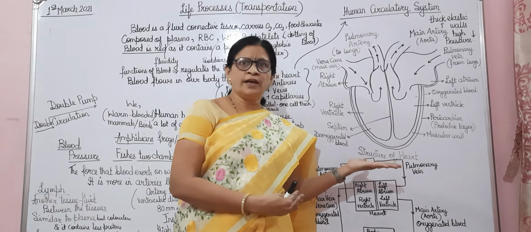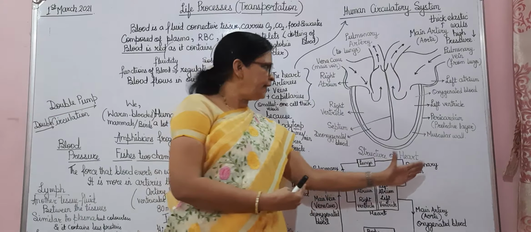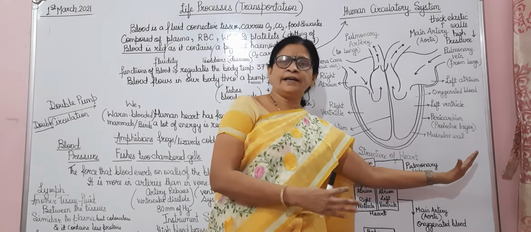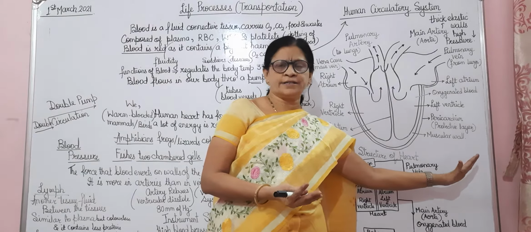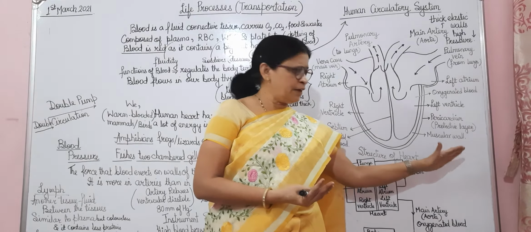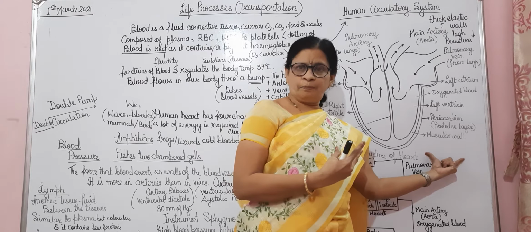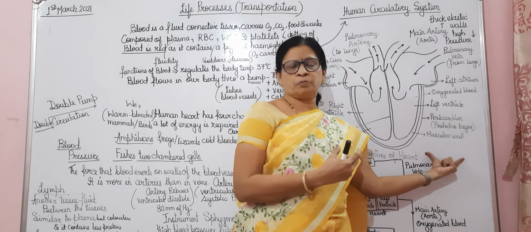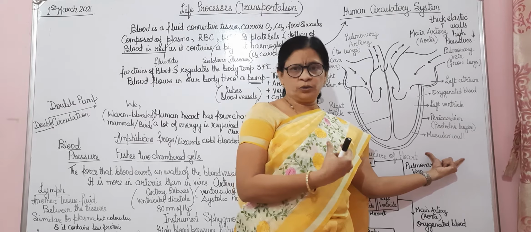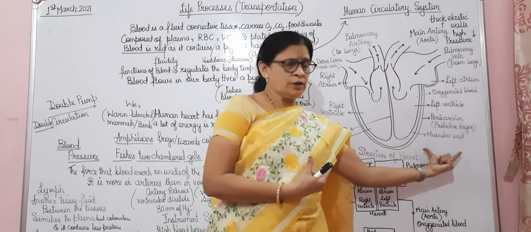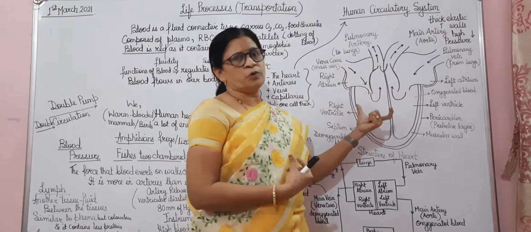So in this way, the left side of the heart contains oxygenated blood, and the right side of the heart contains deoxygenated blood. Therefore, this four-chambered heart is a place where the blood is pumped throughout the body and through the lungs also. So this is how the circulatory system is working.